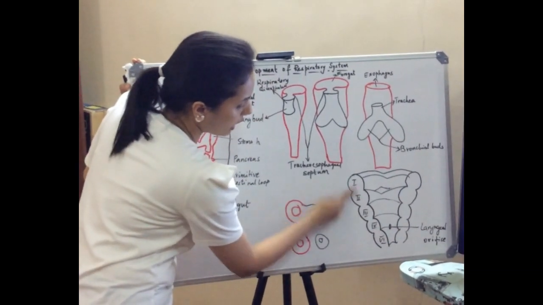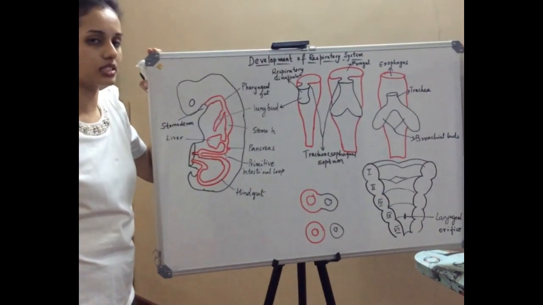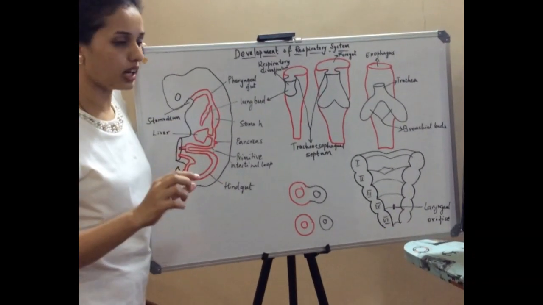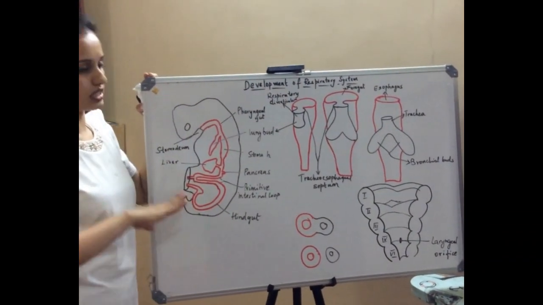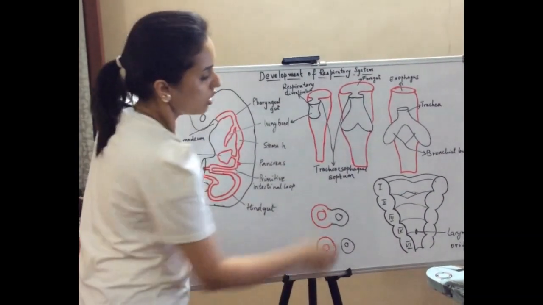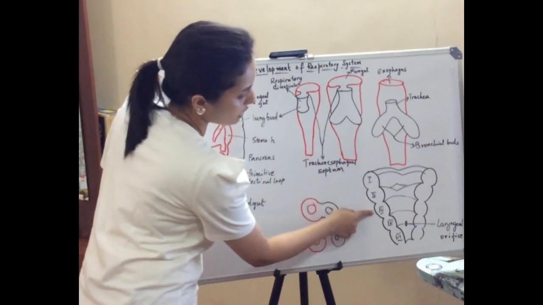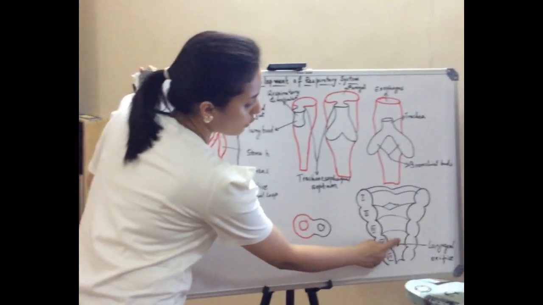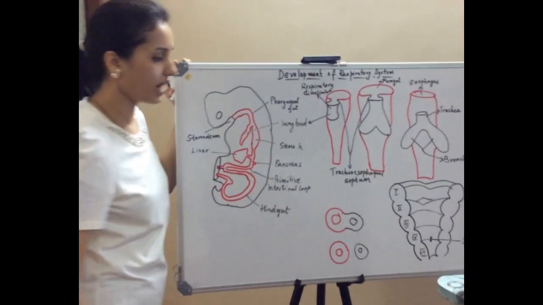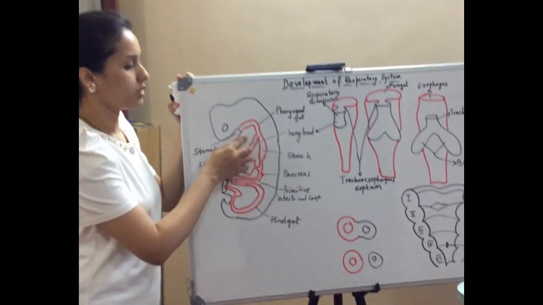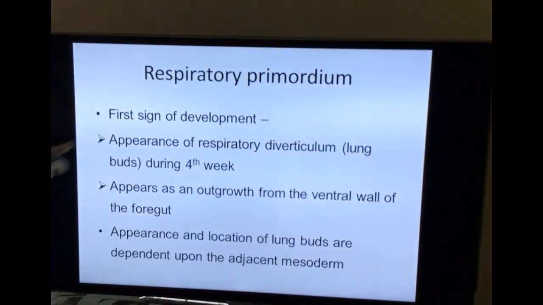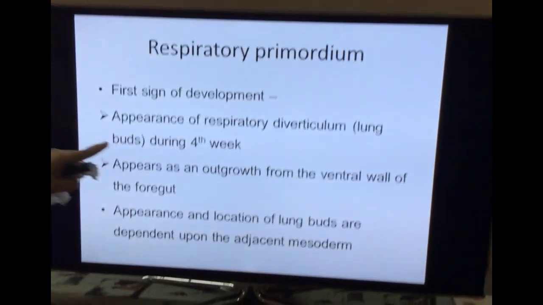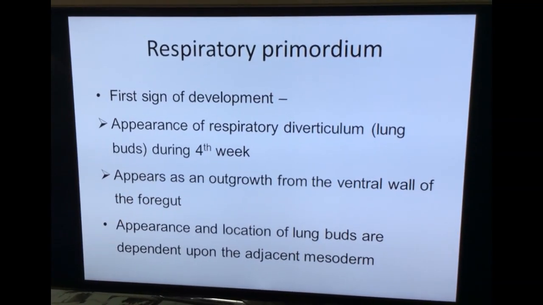You can see these are the arches. Totally there will be 6 arches formed. Among those 6, the 5th one appears and later disappears, and doesn't give rise to any structure. So the remaining are the 1st, 2nd, 3rd, 4th and 6th. In between the 4th and 6th there will be an orifice called the laryngeal orifice, which connects to the respiratory diverticulum. The respiratory diverticulum appears during the 4th week approximately, from the ventral wall of the foregut.